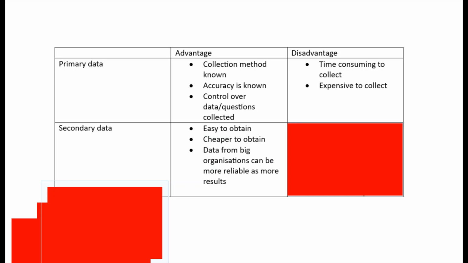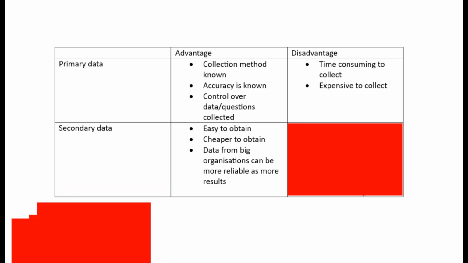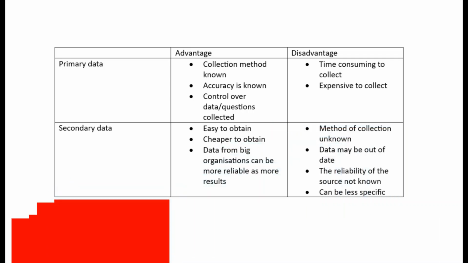Now, secondary data, the advantages are it's easier to obtain, it's cheaper to obtain, and data from large organizations can be more reliable as they have a lot more results. So things like the National Statistics Office collect copious amounts of data which are very useful for you to use in the right circumstance. The disadvantages are the method of collection is unknown.